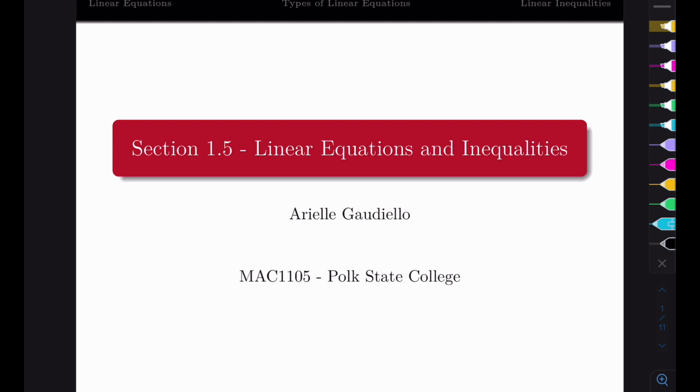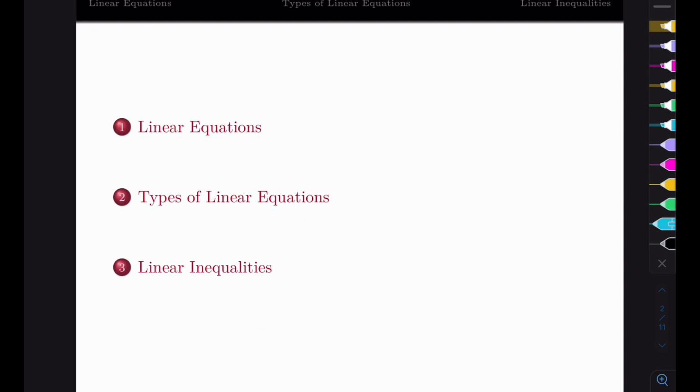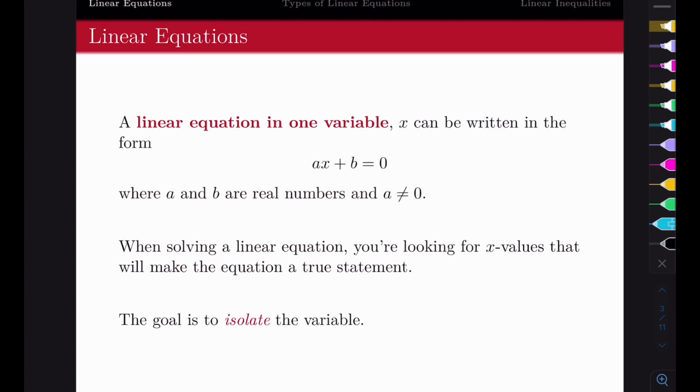The first one's going to be about solving linear equations and also solving linear inequalities. So we're going to go through first what a linear equation is and what it looks like and how to solve it. Then we're going to talk about different possibilities or types of linear equations, and then we'll jump into solving linear inequalities.